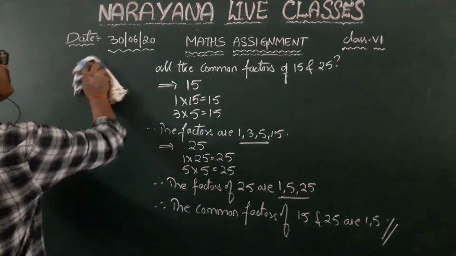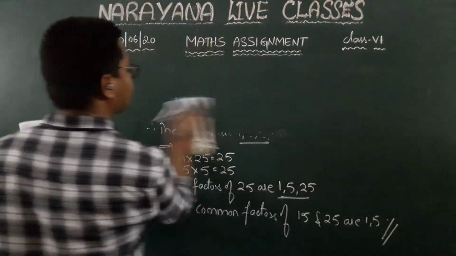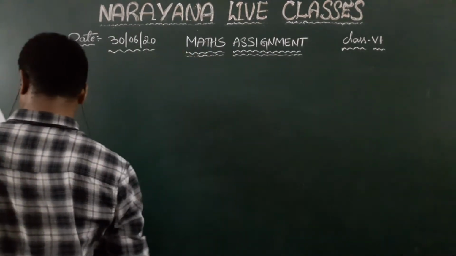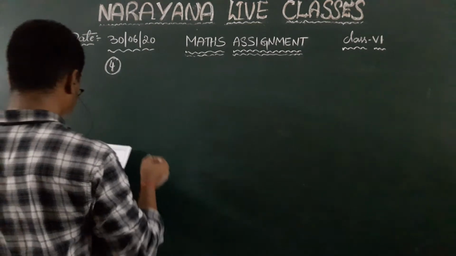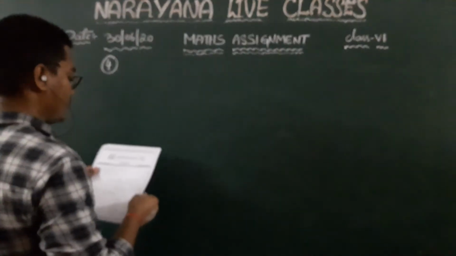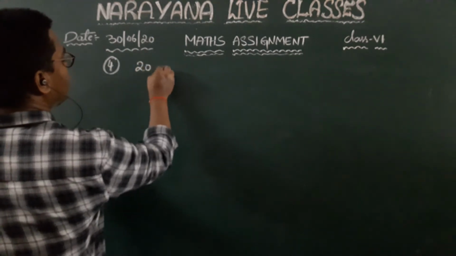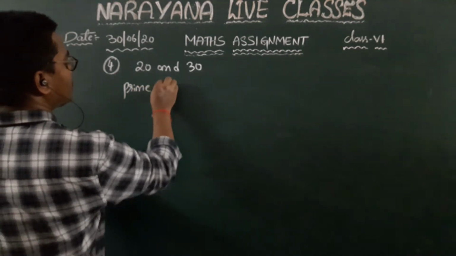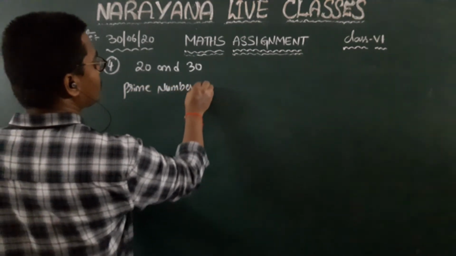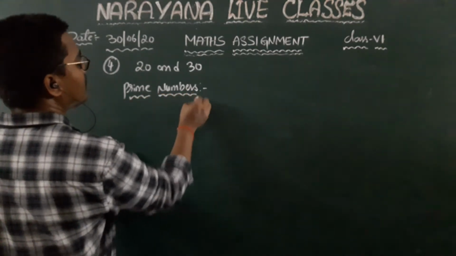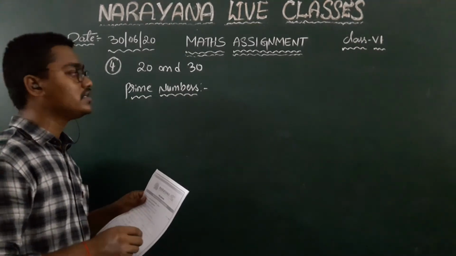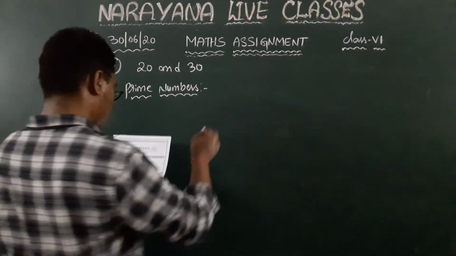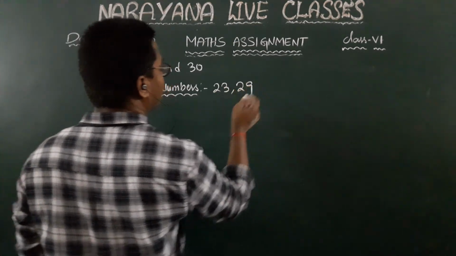Now coming to the next question, children. Fourth one. Find the prime and composite numbers between 20 and 30. So between 20 and 30, they are asking us to write down the prime and composite numbers. Prime numbers are numbers which have only 2 factors. Yes or no, children? A number which has only 2 factors is called a prime number. So the prime numbers between 20 and 30 are 23 and 29.